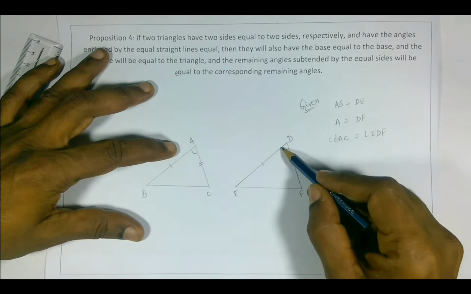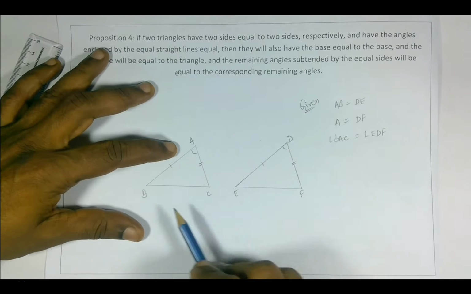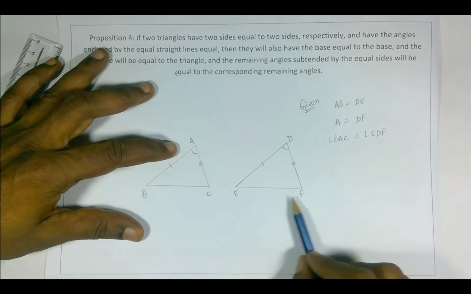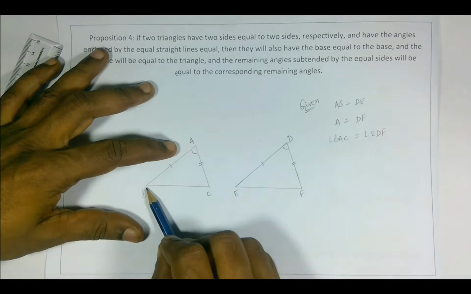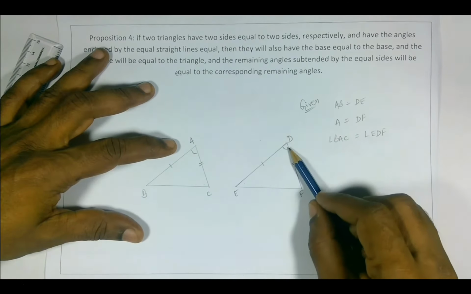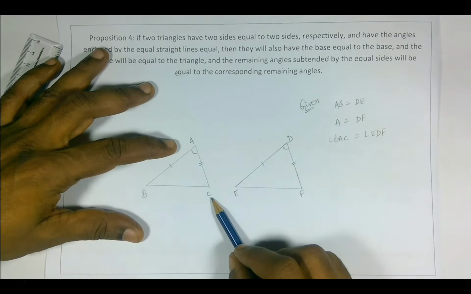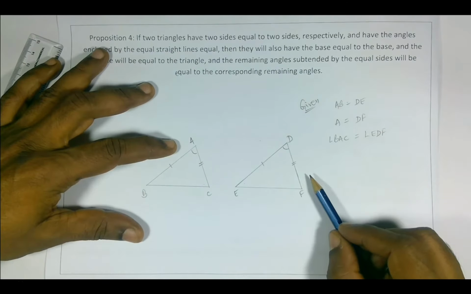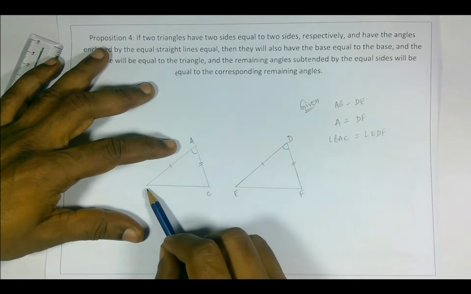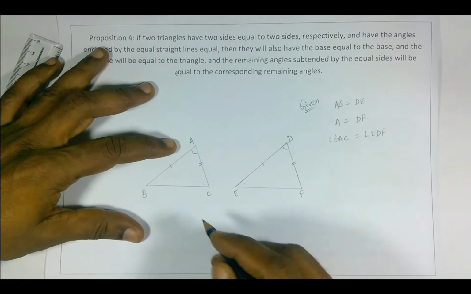Now, because of this angle, E and F and B and C, BC will match, right? B will be on top of E because of AB equal to DE. Similarly, AC will match DF. And once you take care of the angle, then BC will map to EF. Now the point is that we have to show that they are equal.